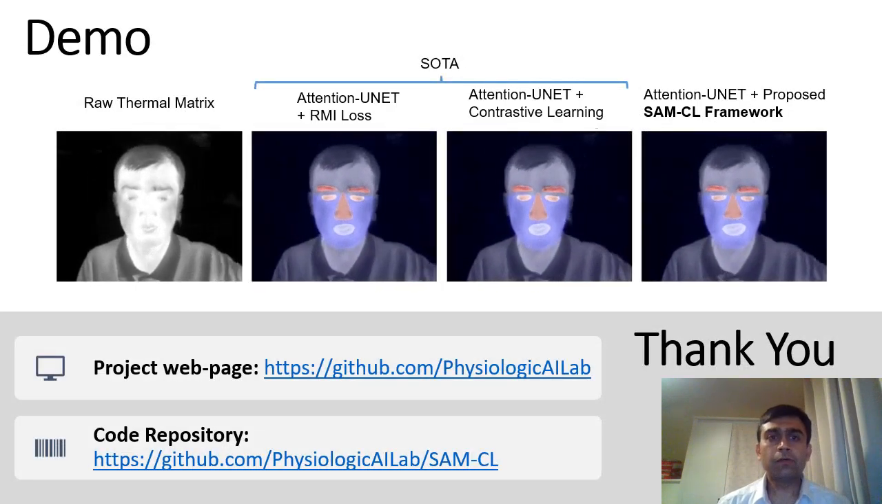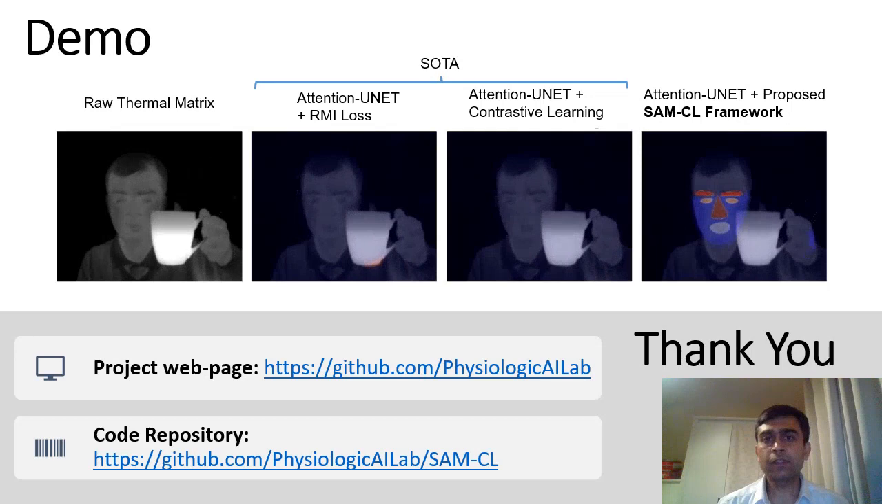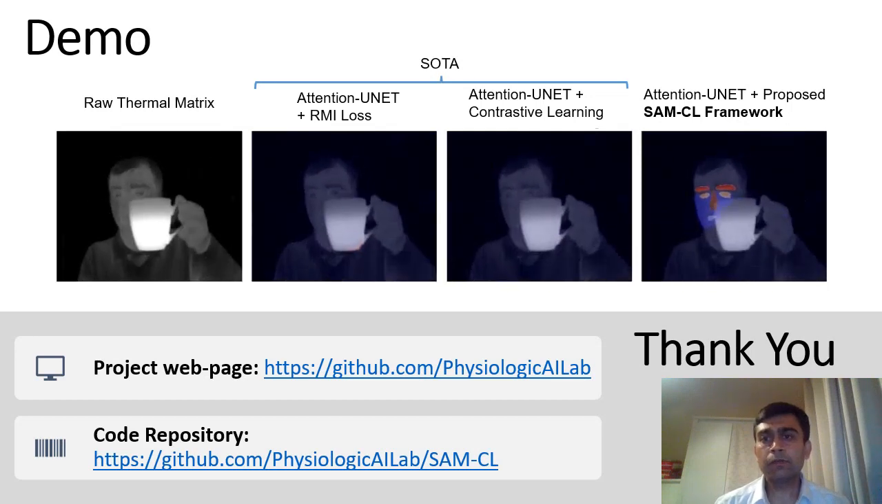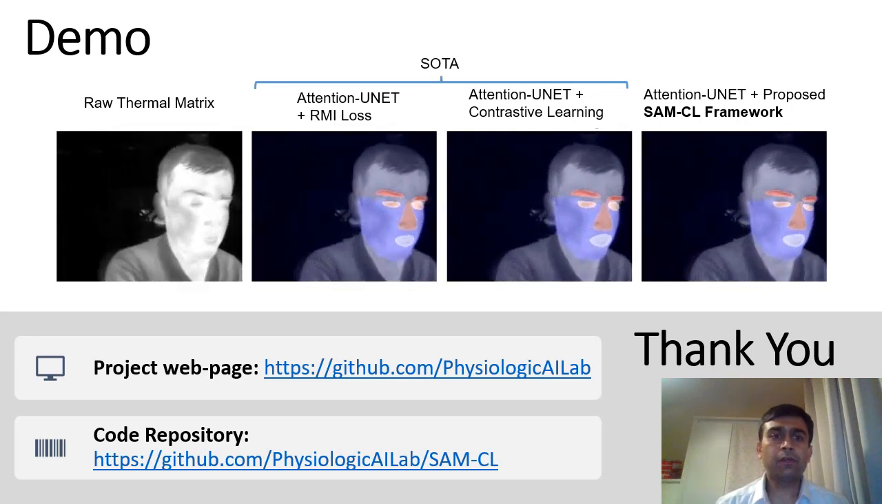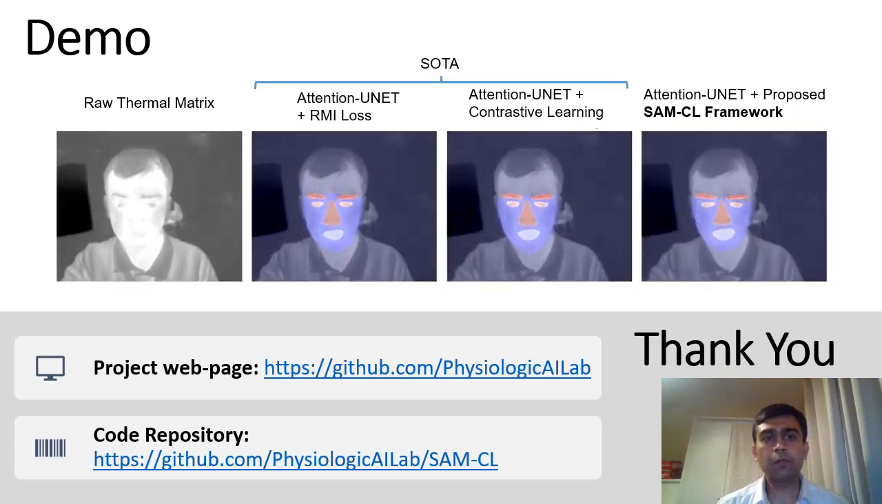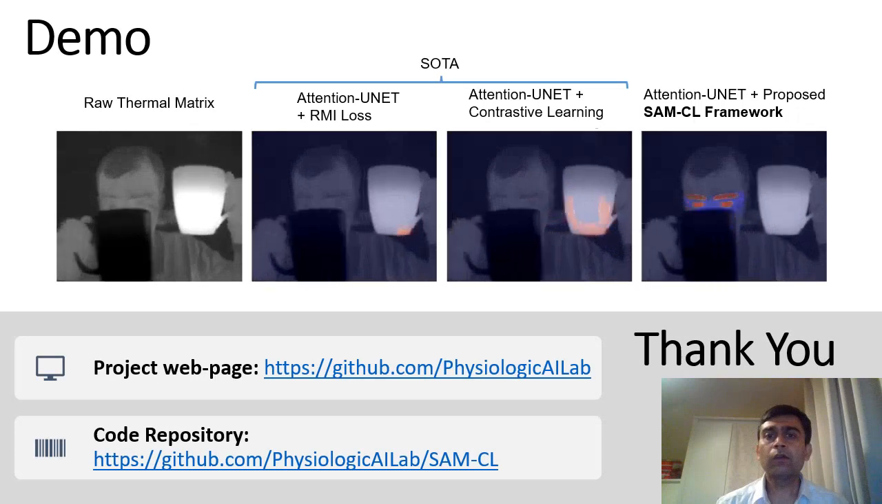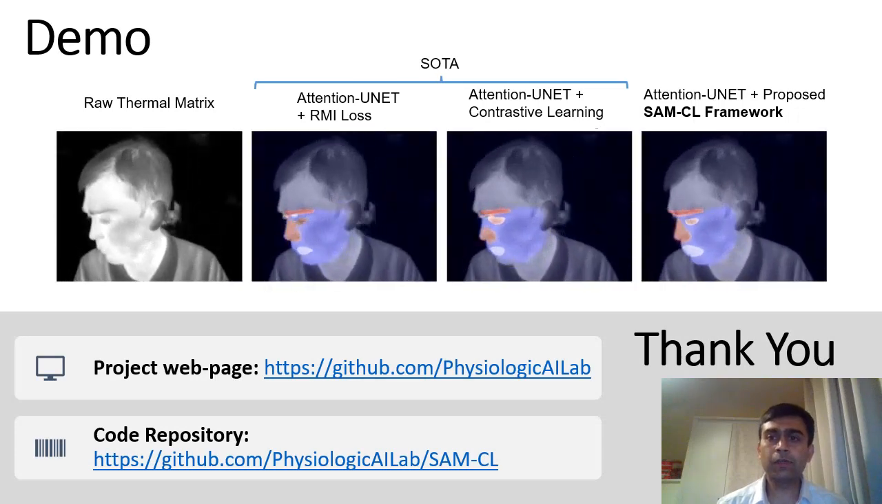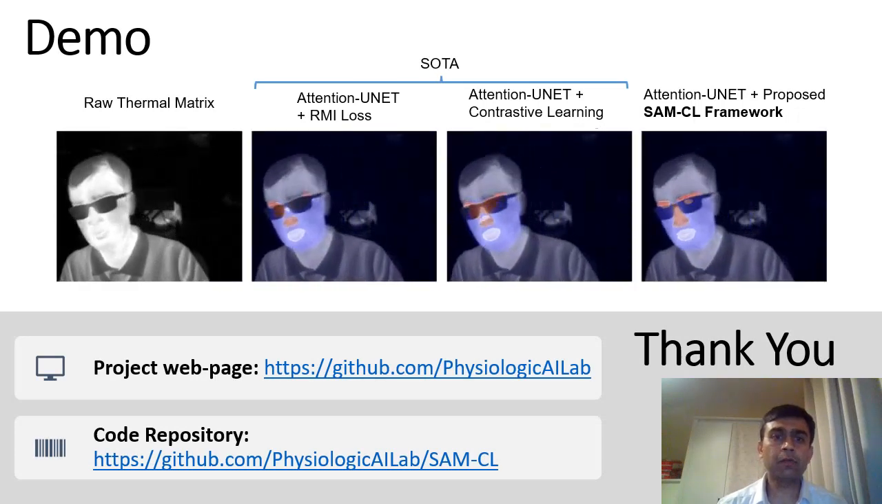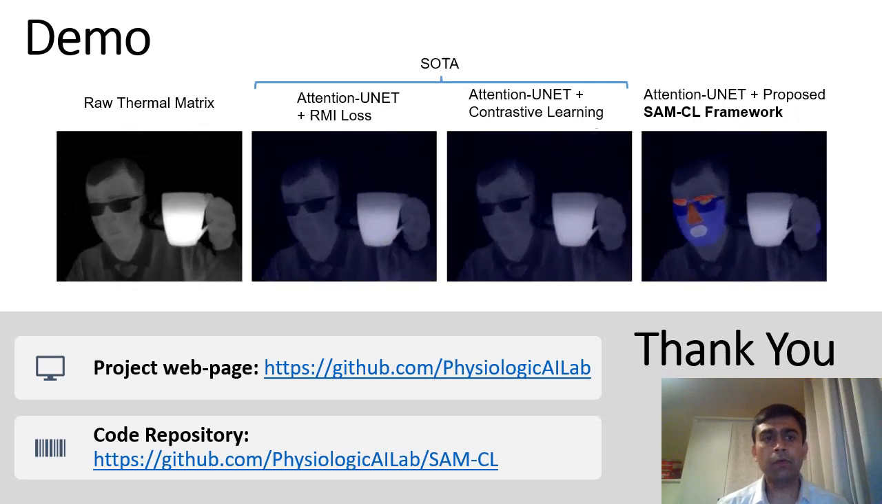Here we see a demo of segmentation outcome generated using the existing state-of-the-art as well as the outcome generated by the segmentation network trained using the proposed SAMCL framework. This demo shows a very simple real-world condition of a person holding a cup filled with hot as well as cold beverages, which highlights the effectiveness of the SAMCL framework in achieving reliable segmentation performance.